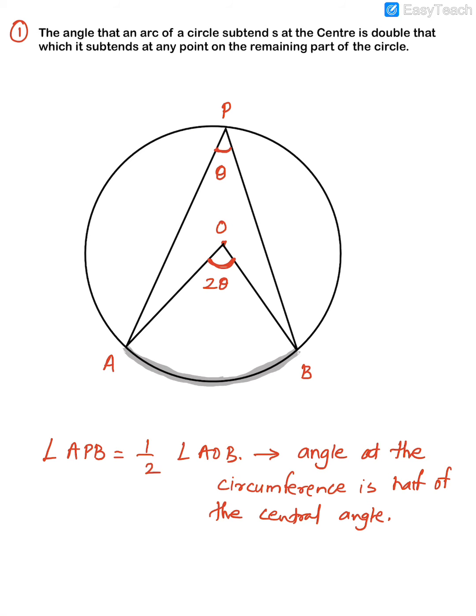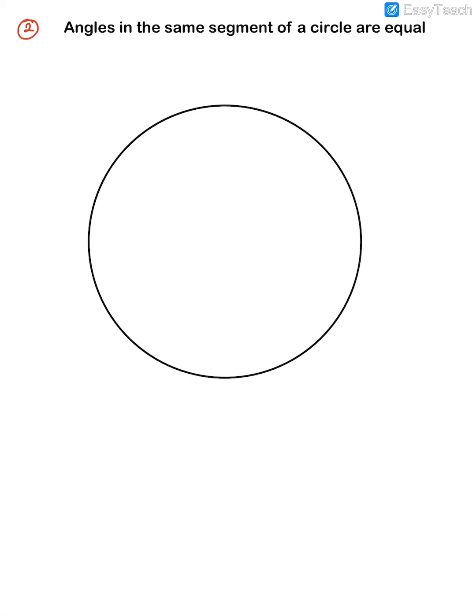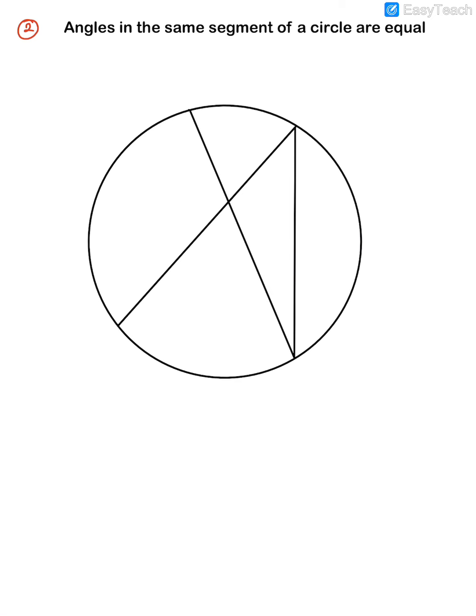Okay guys, now moving to the next property. Property number 2 is that the angles in the same segment of a circle are equal. Angles in the same segment of a circle are equal. Now what does this mean? Again, say out here we've got a circle and then there is some angle. So I'll just draw an angle here. Say there is an angle APB and AQB.